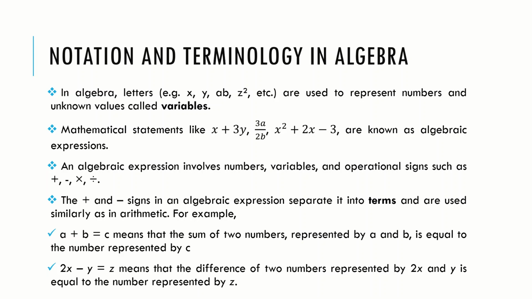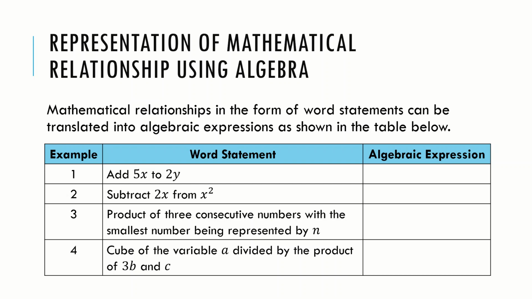2x minus y equal to z means the difference of two numbers which are represented by 2x and y is equal to the number represented by z. So that is the representation of mathematical relationships using algebra.